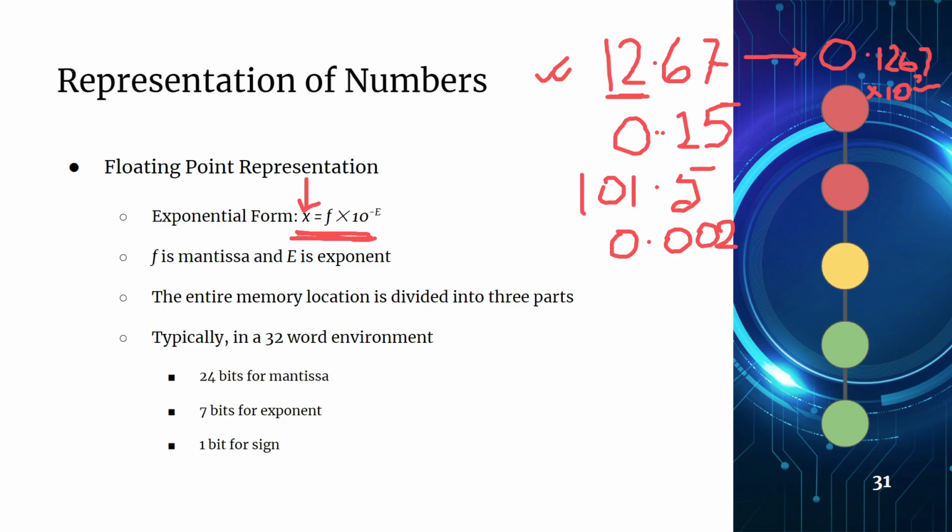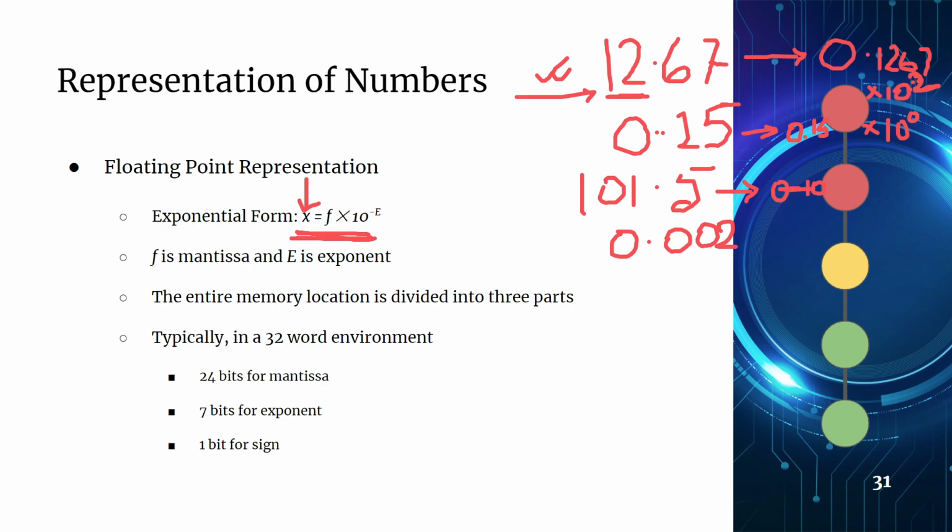So now the number we have over here, which is 0.1267 into 10 square, it is actually similar to the number given over here. Similarly, for 0.15, we can write the same 0.15 into 10 to the power 0. The value remains unchanged.